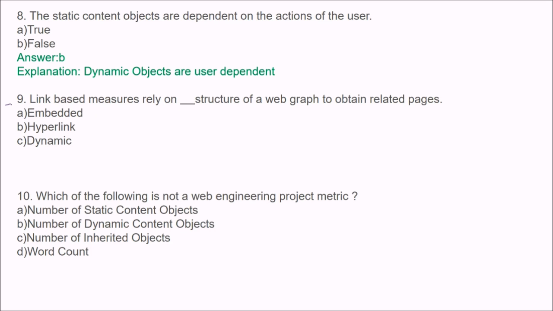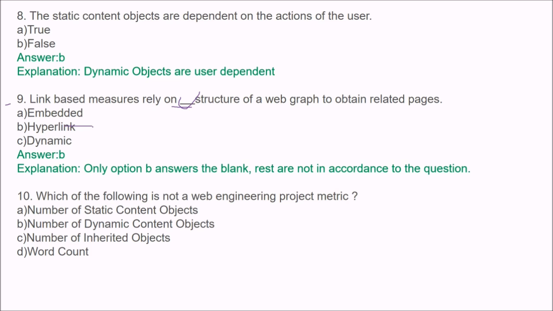So next is, link based measures rely on dash structure of a web page to obtain related pages. What is that structure? This is the hyperlink structure. Only option B answers this in the blank. The rest are not in accordance with the question actually.